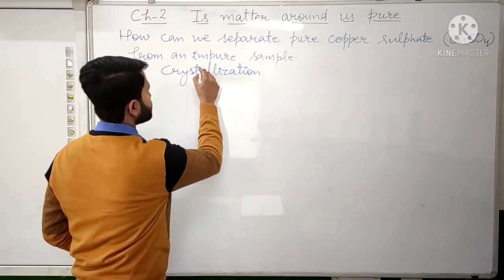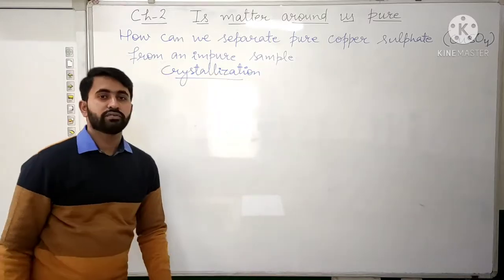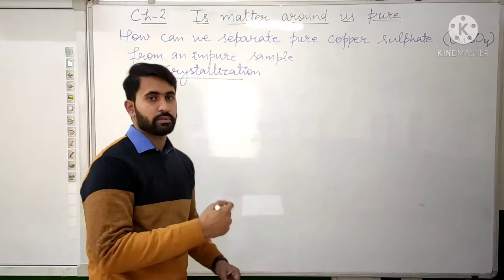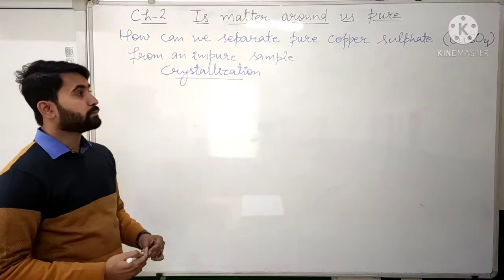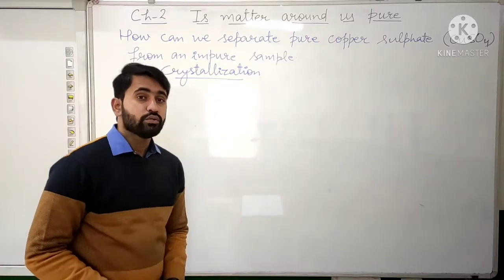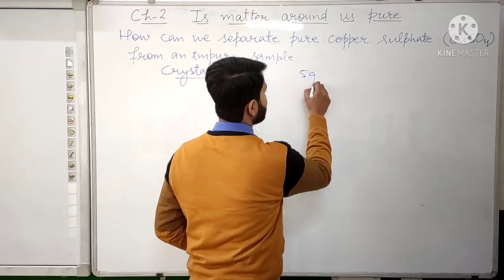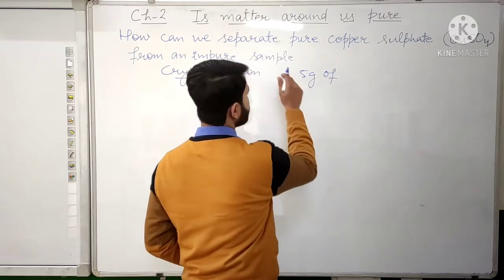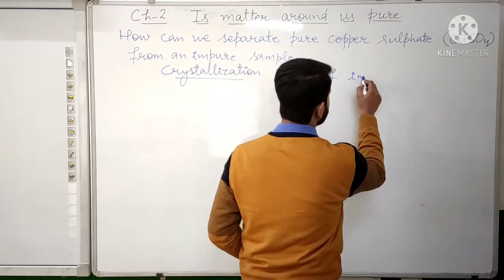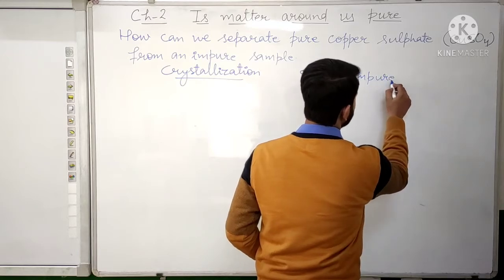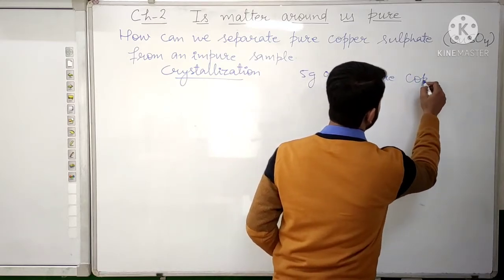Now in this method, the crystals of the solids are formed. So let's learn about the method. Now what we do, first of all, we will take around 5 grams of impure copper sulfate.